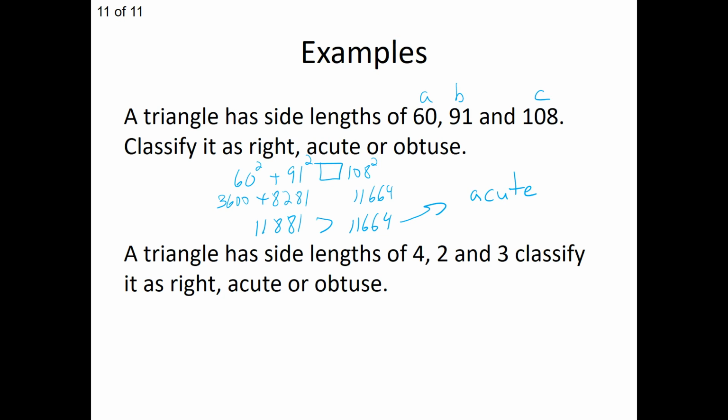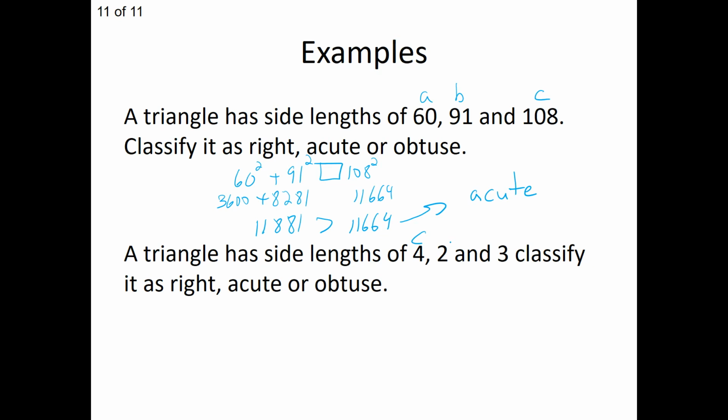Now let's move on to our second example. A triangle has side lengths of 4, 2, and 3. Classify it as right, acute, or obtuse. So again, same story. We're going to assign our A, B, and C values, test them, and check to see what type of triangle this will be. Now, the one mistake students will make is they'll just read through the three numbers and think that the C value will go on the very last number. That is incorrect. Remember, we always assign the C value to the largest number.